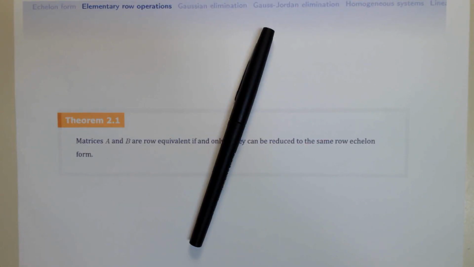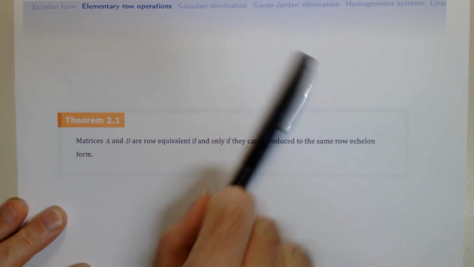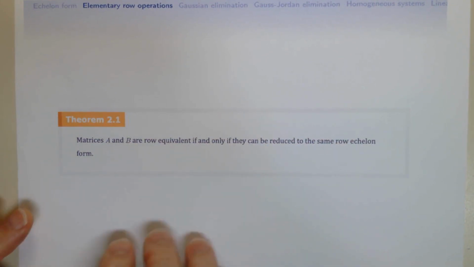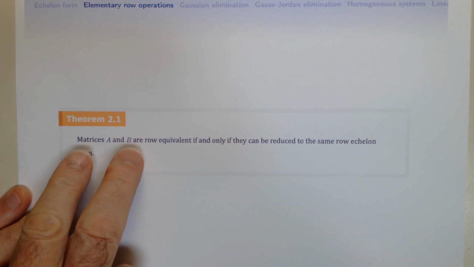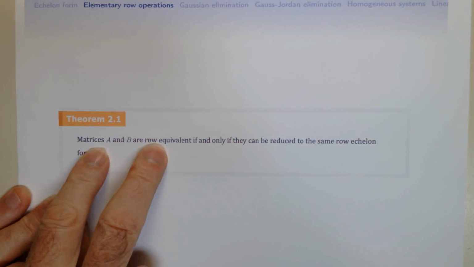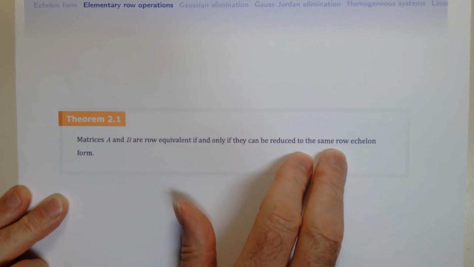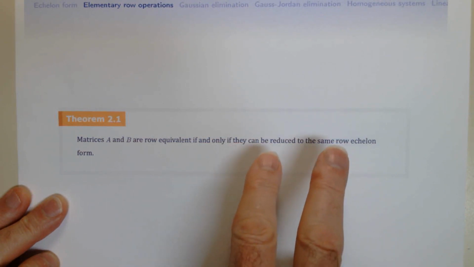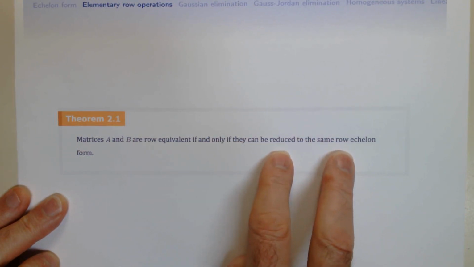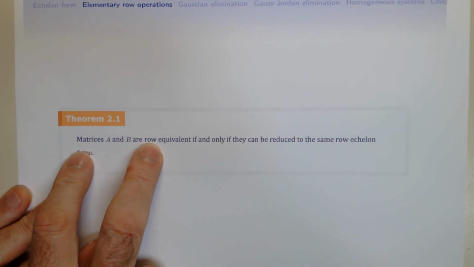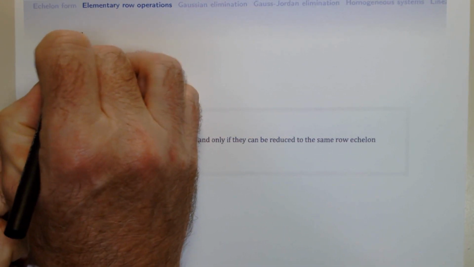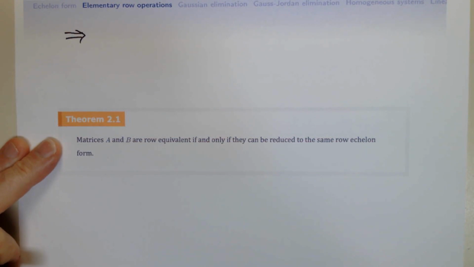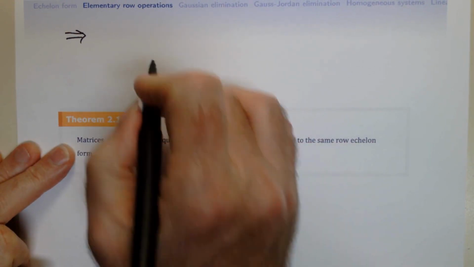All right, welcome back to the document camera. We're going to prove Theorem 2.1. And let's just remember that since it's an if and only if statement, I have to prove 2 things. That if A and B are row equivalent, then they can be reduced to the same row echelon form. And if they have the same row echelon form, they are row equivalent. So let's take a look at the forward direction. Let's start by assuming that A and B are row equivalent.